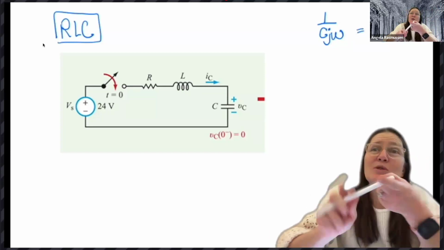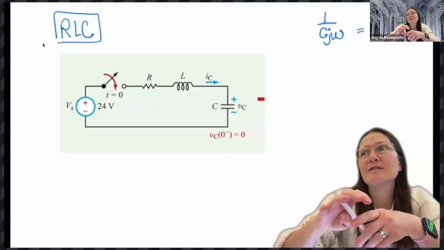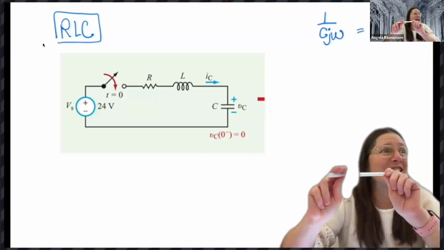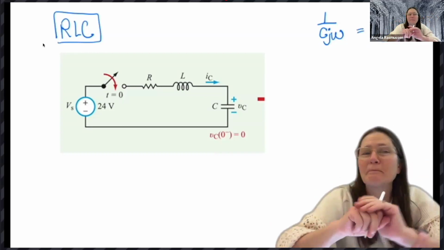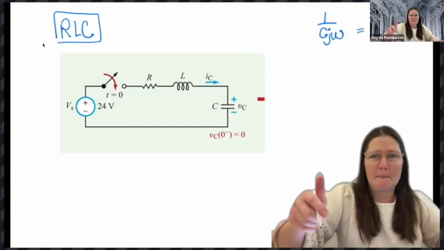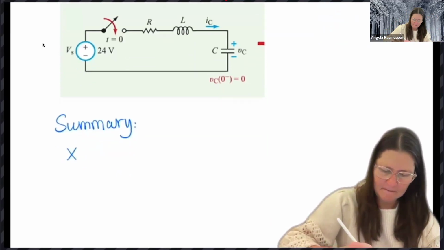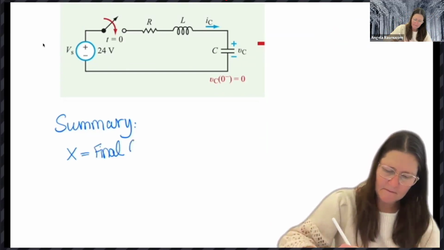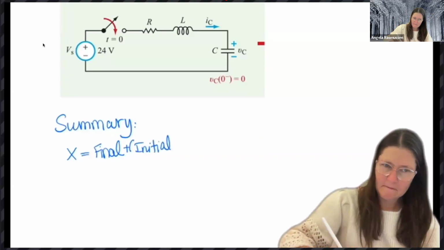Last week we did RL and RC, so we're now moving into RLC. Anybody want to take a stab at a summary for RC and RL? They're both going to be final plus the parentheses of initial minus final, and then e to the negative t over tau.